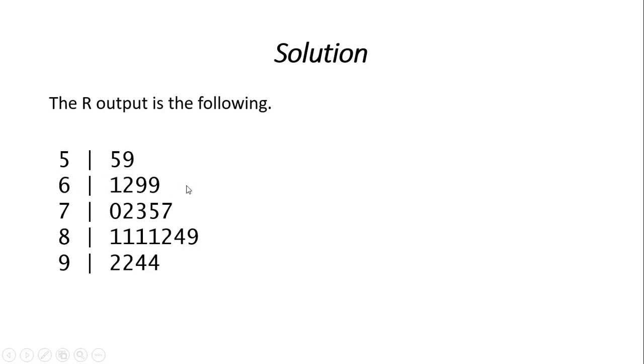In the second line here, we have a stem of 6. The leaves are 1, 2, 9, 9. So this would represent the values 61, 62, 69, and 69, and so on. So we have a nice summary of this data set, and moreover, we can actually recover all the original data values.